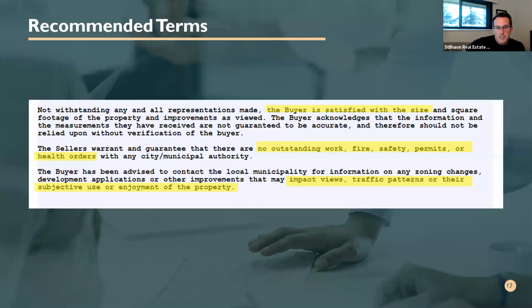And this actually makes sense because you can never really guarantee what someone's view is going to be 2 years from now, 5 years from now. Traffic patterns are always changing, and the use and enjoyment is so subjective. So this is a good clause for sure. I think it should be in every strata contract.